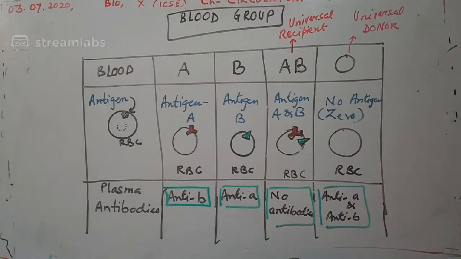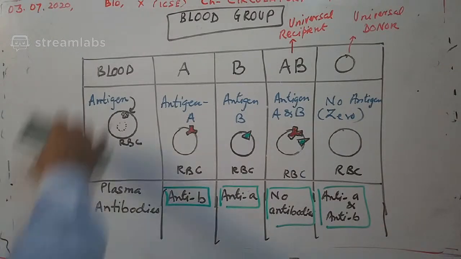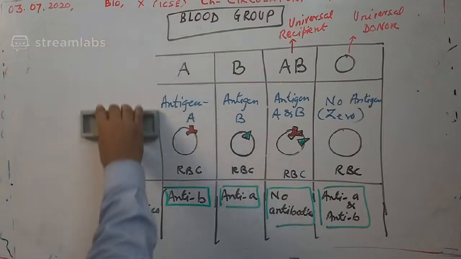Let me write somewhere. I need a space for that. So before I rub, I'm telling you again, antigens are present on RBCs and antibodies are present in blood plasma. Please note this. And next part, I'm telling this part.